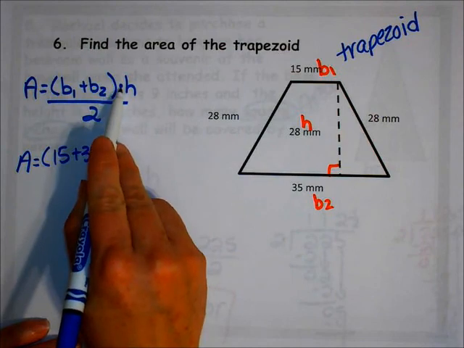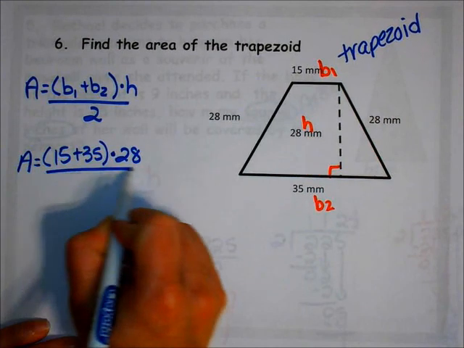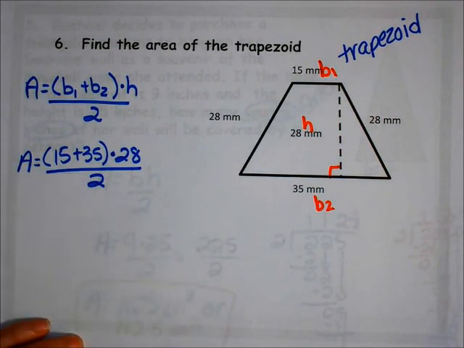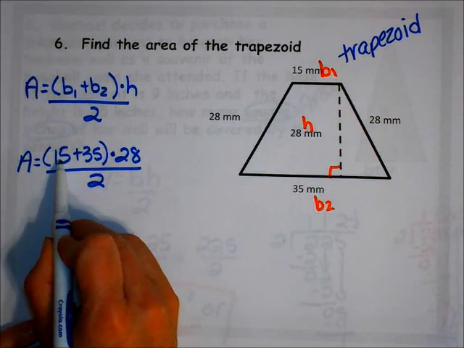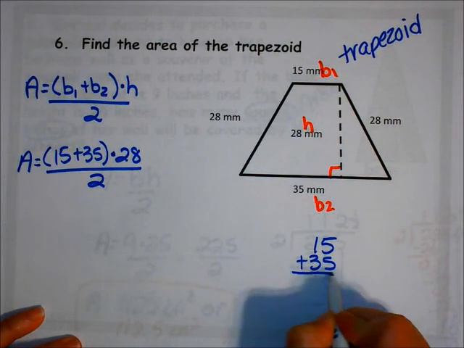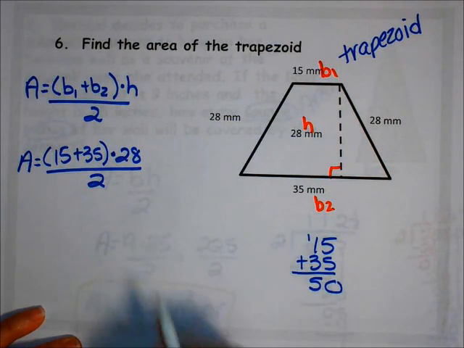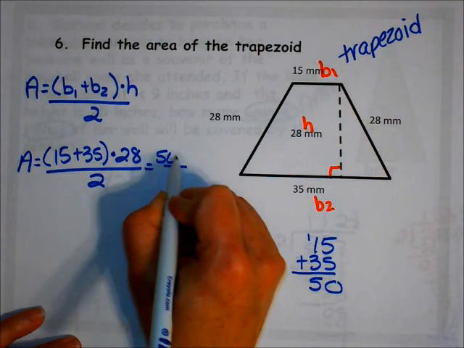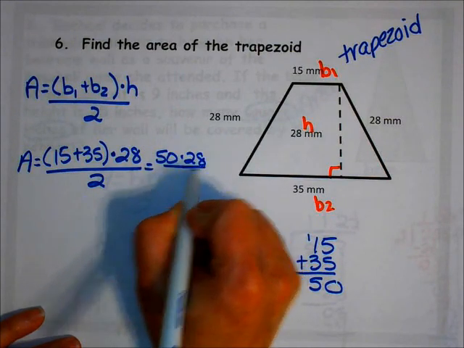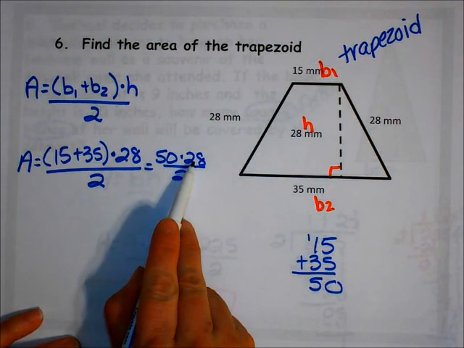Then I'm going to multiply times the height, so times 28, and then divide by 2. Here's where I'm going to have to use my order of operations again. Aunt Sally tells me to solve what's in parentheses first. So 15 plus 35. I'm going to go to my margin and add 3, 4, 5. That's 50. So I have 50 times 28 divided by 2. So Aunt Sally tells me to multiply next.